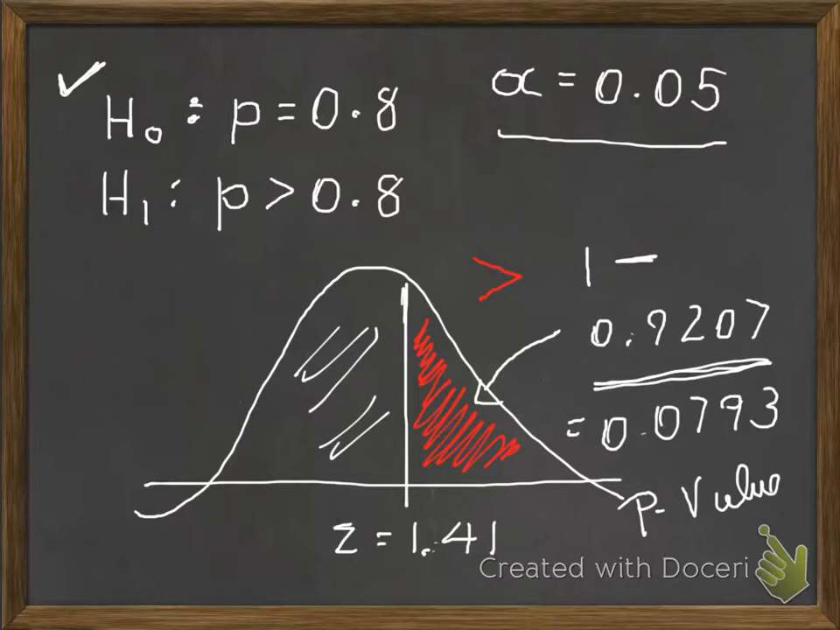But our p-value is 7%, about 8%, 0.0793. So that p-value is too large. There's a higher probability of rejecting the null hypothesis when it's true. So we fail to reject the null hypothesis. And we do not have enough evidence to support our claim that the alternative hypothesis, p is greater than 0.8, is true.